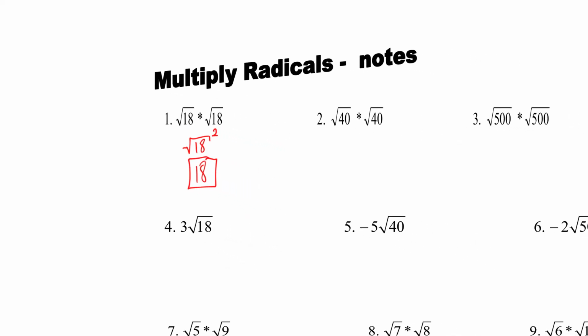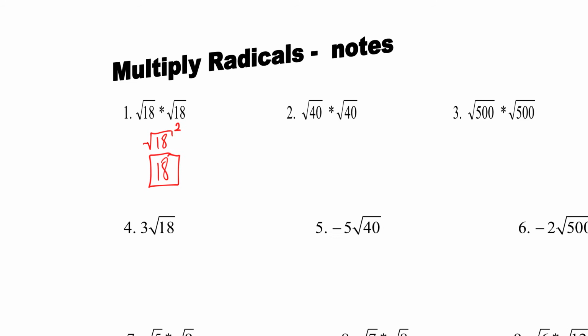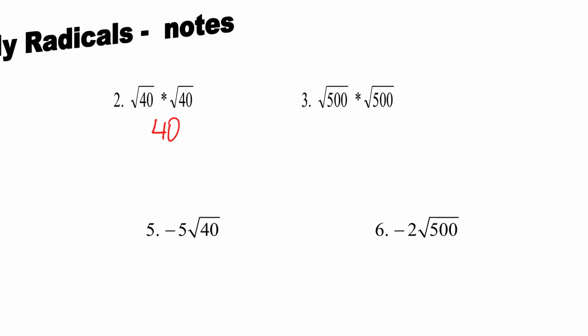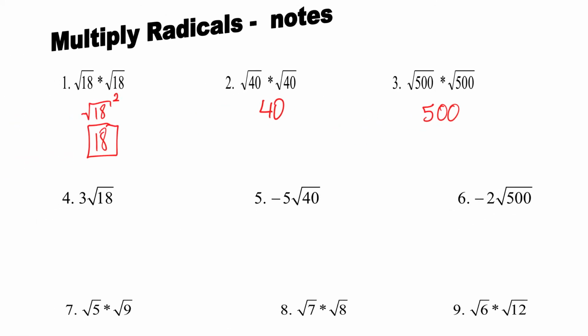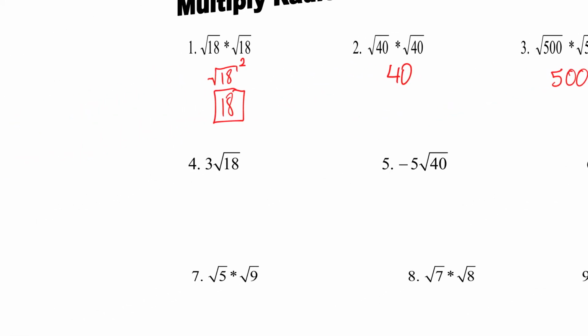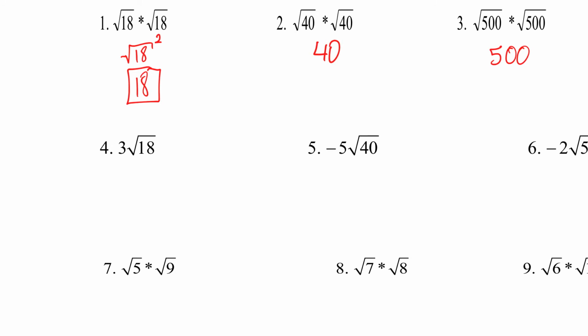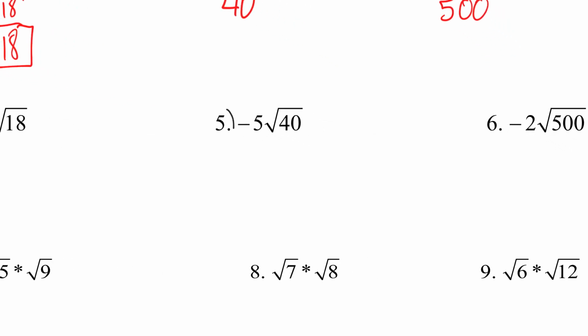So square root of 40 times square root of 40 is what? 40. Is 40. And square root of 500 times square root of 500 is what? 500. Is 500. Okay, I'm going to skip number 4. We did plenty of that type of stuff on the warm-up.